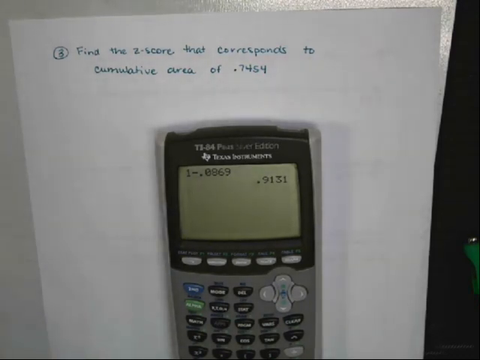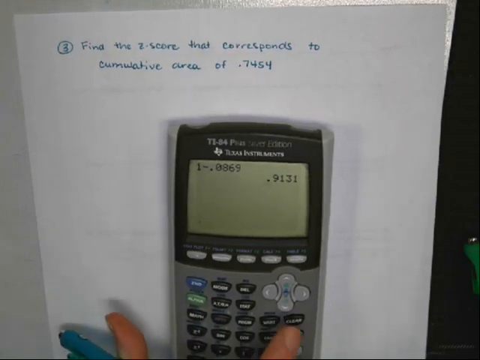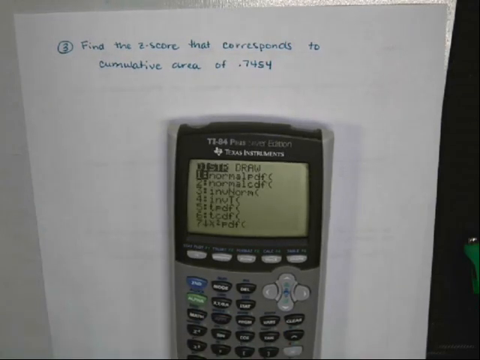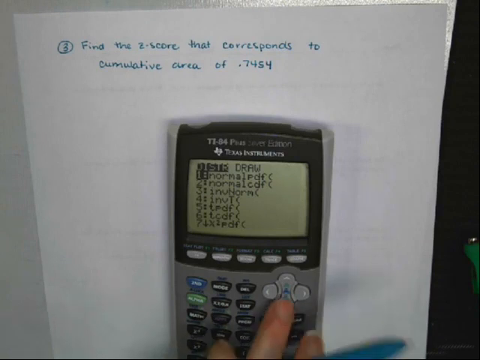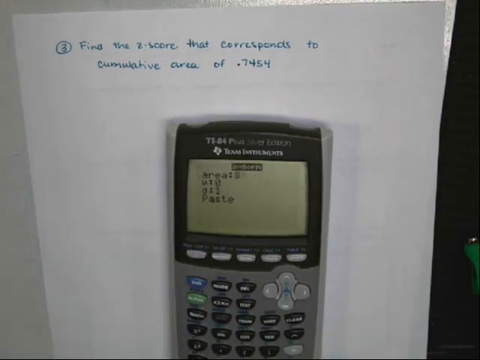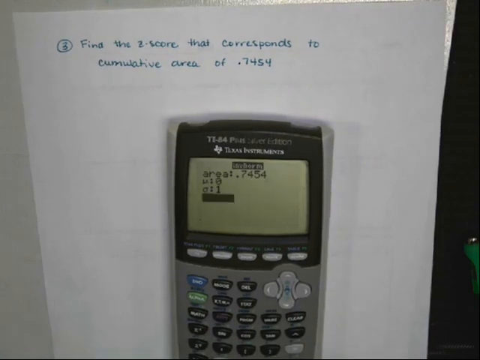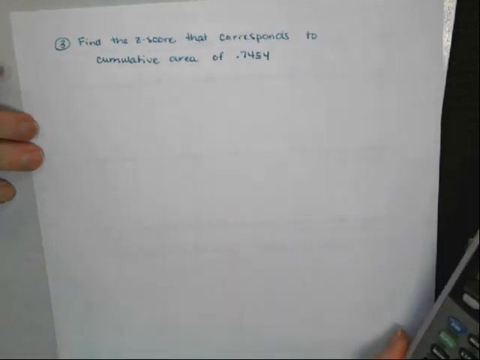When we had a z-score, we would go to the z-score part and look in the middle. So this is opposite of what we were doing. It is the inverse. So if you hit second and vars for the distribution menu, number 3 is inverse normal, because this is the inverse of a normal distribution. You just type the area that you're looking for, 0.7454. Leave everything else the same. And it gives you 0.6601. That's your z-score.